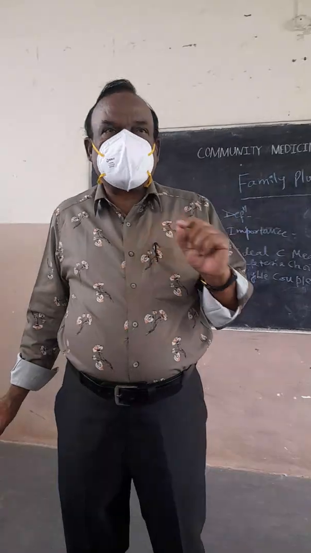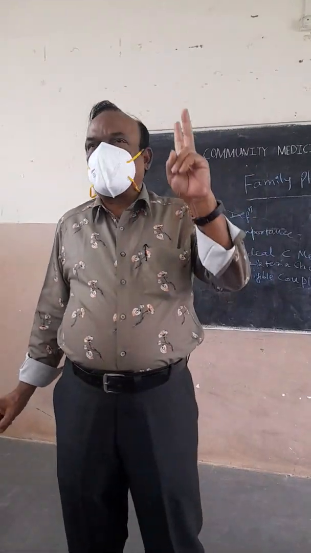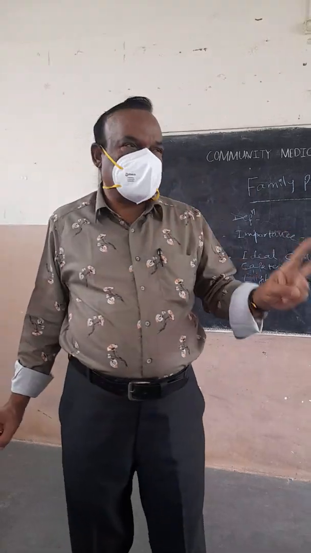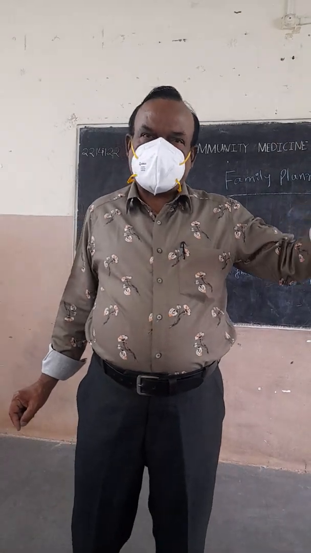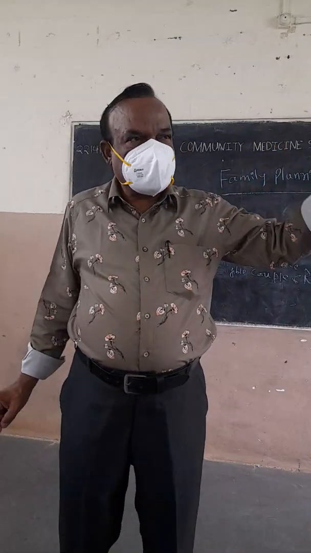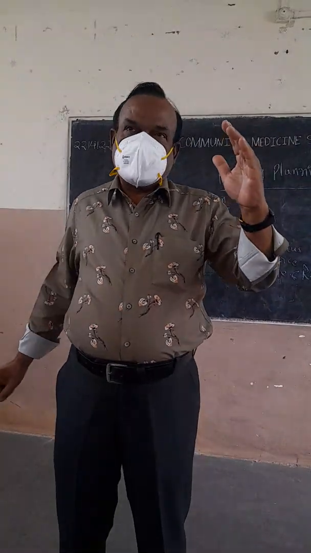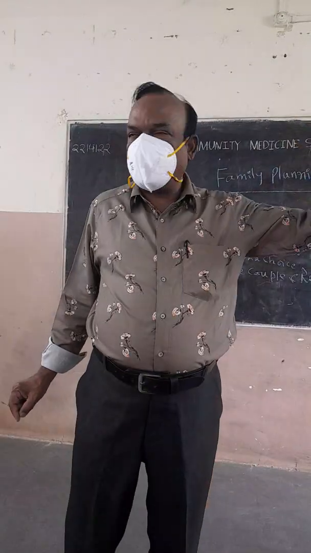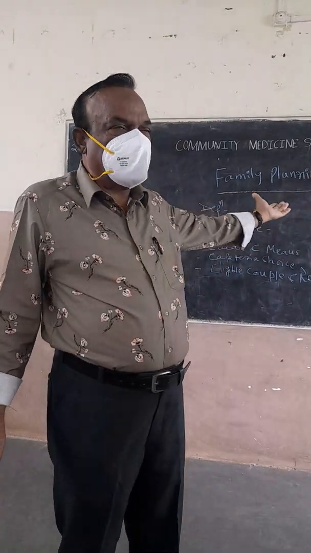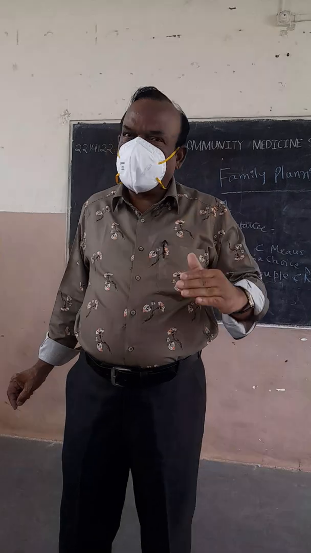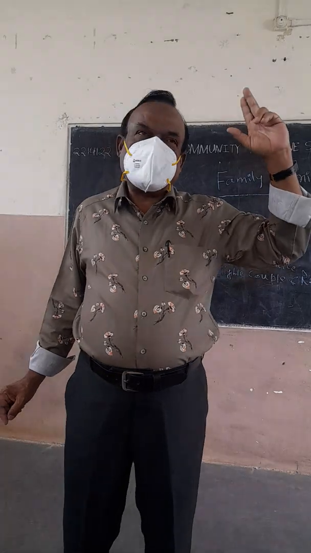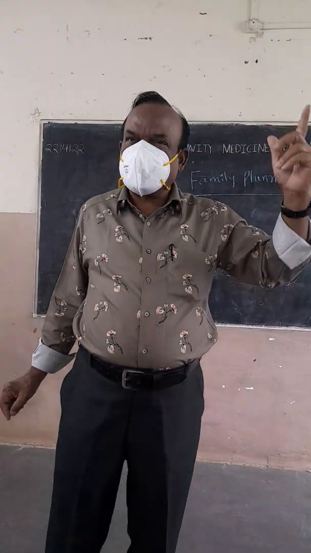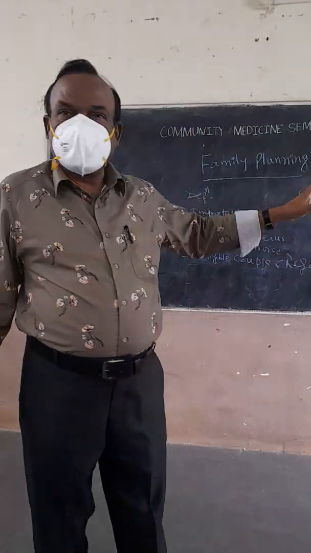Now, what are the indications for tubectomy? The female must have 2 living children, and the eldest child's age should be more than 5 years. Her age should not be less than 20 or more than 45. What are the indications for male? The male should not be less than 25 or more than 45, and there should be 2 living children, and the elder son or daughter should be more than 5 years. So this concludes the terminal method.